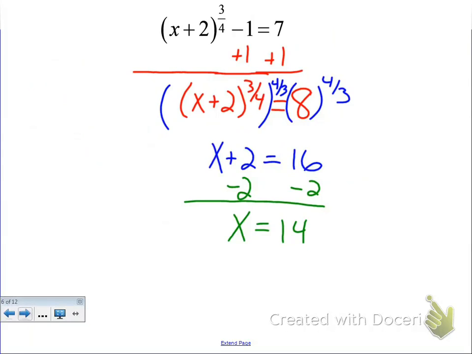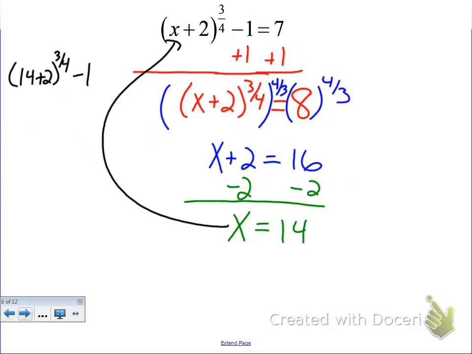Are we done? You should know by now. We are not done yet. We are now going to take that in and check our work. So we have 14 plus 2 to the 3/4 power minus 1 equals 7. Now the following question came up in my class today, and someone added 1 to the other side during their check. You really don't need to do that. We want you to keep everything that's on the left-hand side during your check, and everything that's on the right-hand side during your check. You don't want to be moving things back and forth during your checking process.